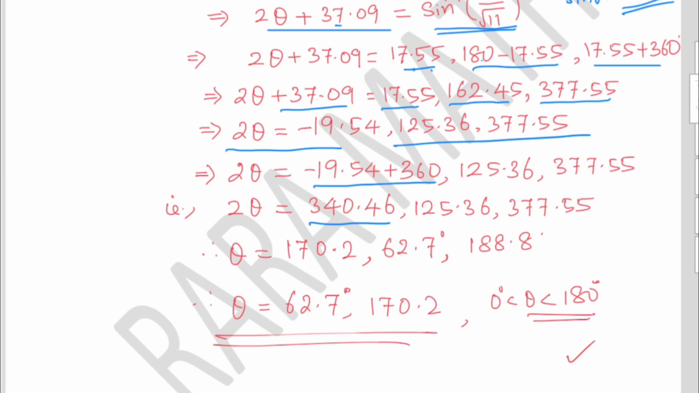So therefore 2 theta is these values, therefore theta is, divide all the angles by 2, you get 170.2, 62.7 and 188.8. So out of these three values, the two values which lie within the range 0 to 180 degrees are only 62.7 and 170.2, so only two values of theta.